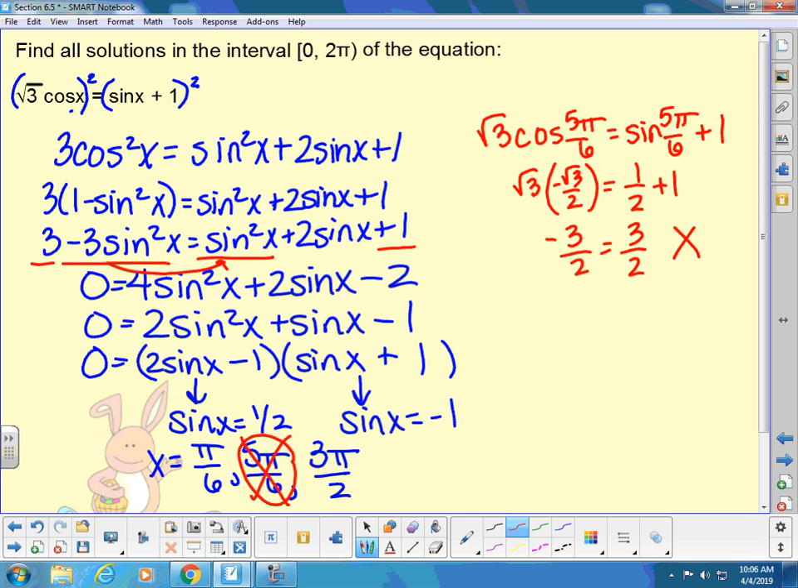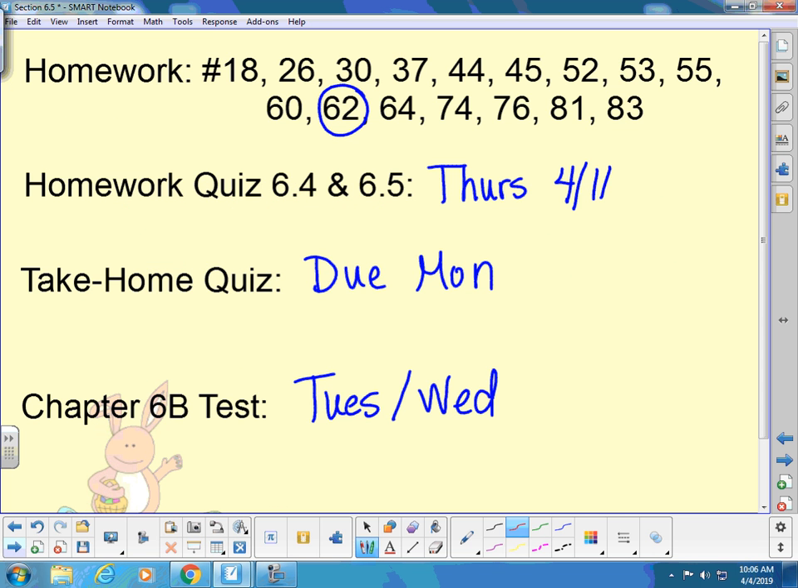How'd you do? Questions? That is it for 6-5. Okay. I have take-home quizzes for you. You do not need a graphing calculator for anything on here. Tests, I'm pretty sure you're going to have a red calculator. Use a graphing calculator, at least for the basic functions if you want.